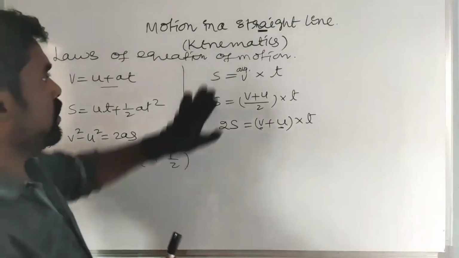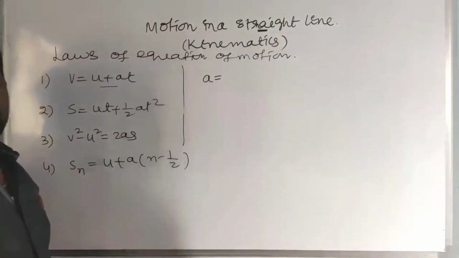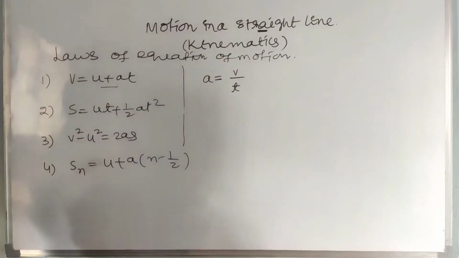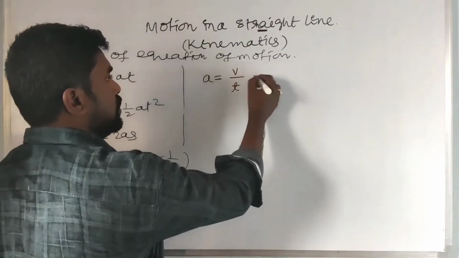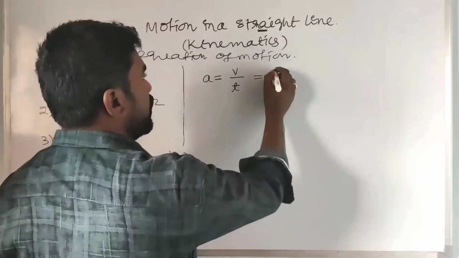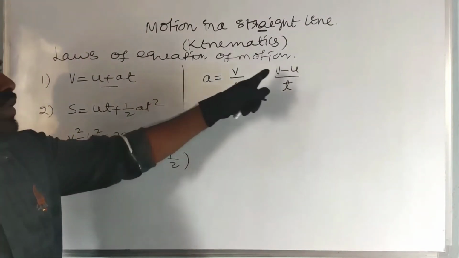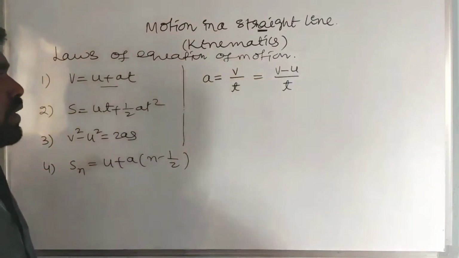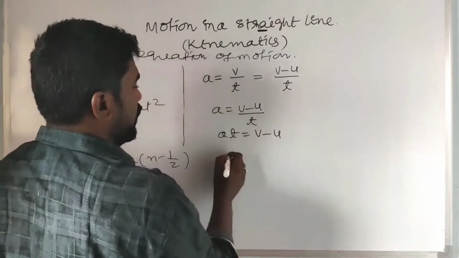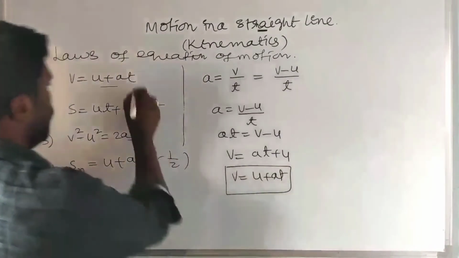First equation solve చేద్దాం ఒకసారి చూడండి. First equation ఎలా solve చేస్తాం అంటే V is equal to U plus AT. See that from the acceleration of the body you can write that acceleration is rate of change of velocity. Rate of change of velocity means V minus U by T, final velocity minus initial velocity. A is equal to V minus U by T, and AT is equal to V minus U, and V is equal to AT plus U, that is V is equal to U plus AT. So this is the first equation of the laws of equation of motion.